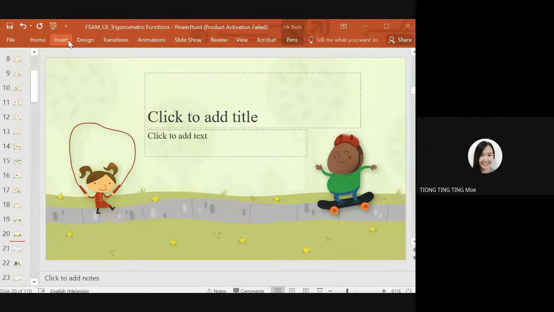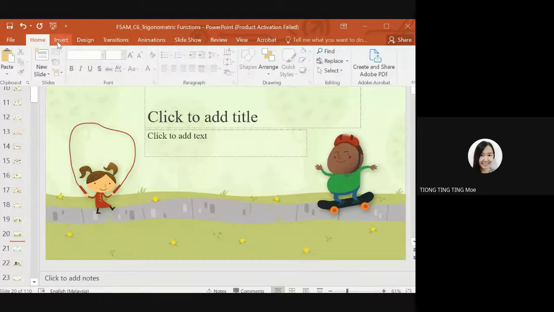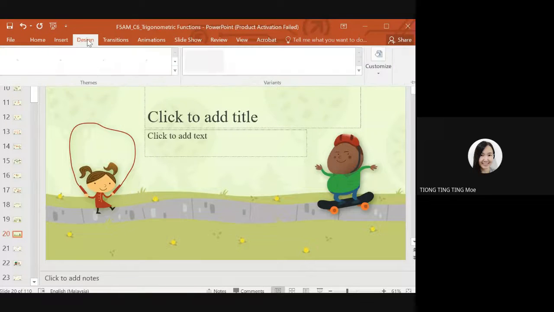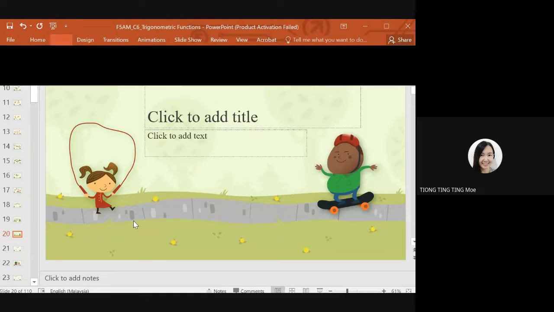We do conclusion. Sorry, this one. Apa tu? Mana layout saya?